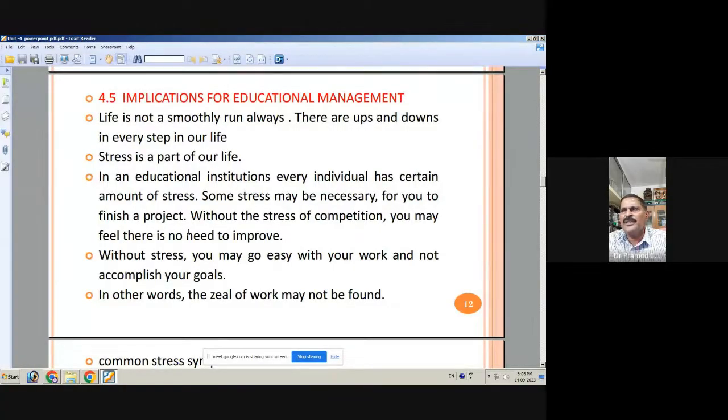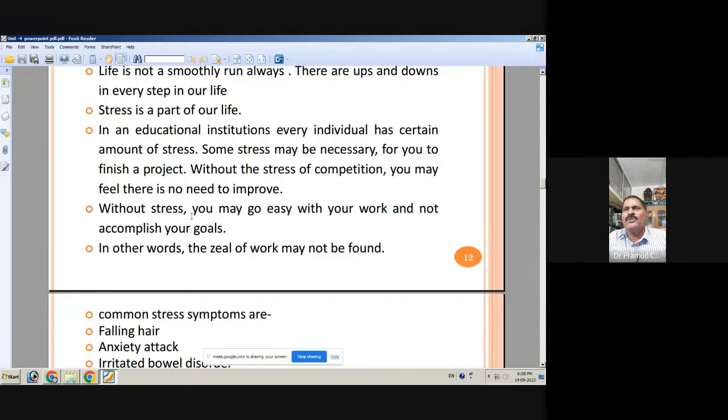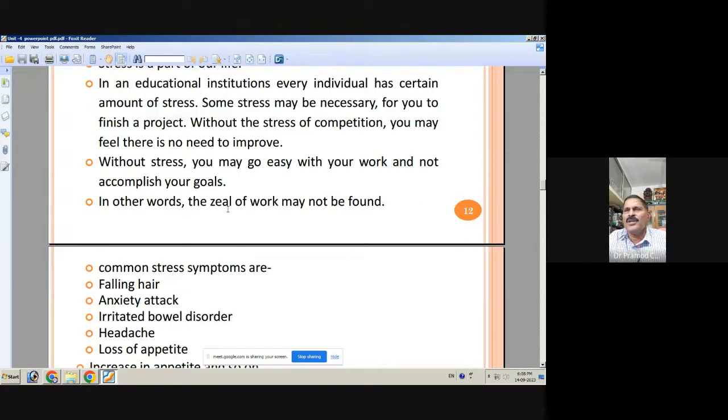Some stress may be necessary for us to finish the work and project, because though we are having the stress, we want to finish the project, we want to take the class, and we want to attend the classes. So without stress, life will never be easy. Without stress, you may go easy, but your work will not be completed or you will not be able to achieve the goals. In other words, your zeal for work may not be found. Take the stress and you must manage the stress properly so that you are able to succeed.